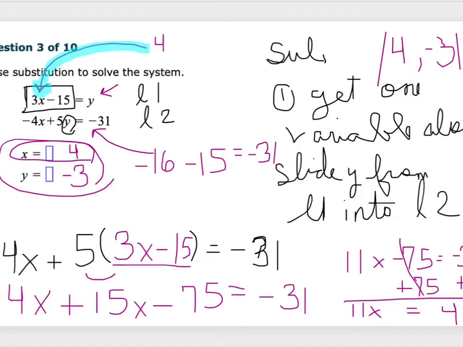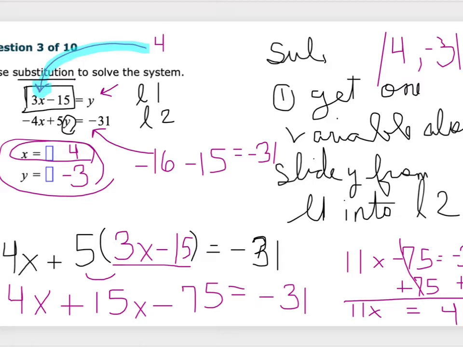Okay, so now you can see I've already done all this because I made the video and it failed. So now we're going to do it again. So here we have the problem. And we're supposed to use substitution to solve these 2 lines.